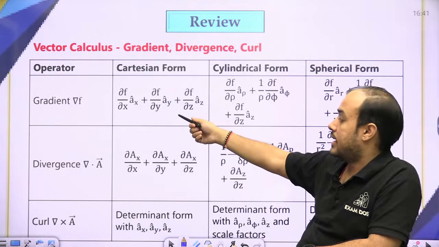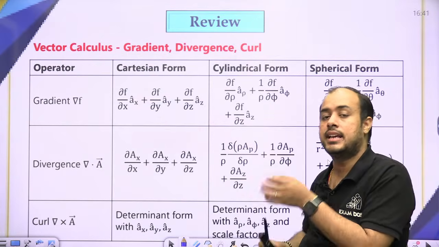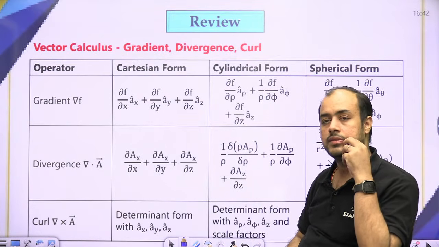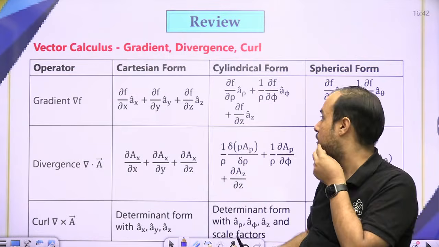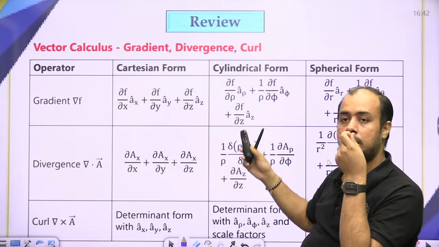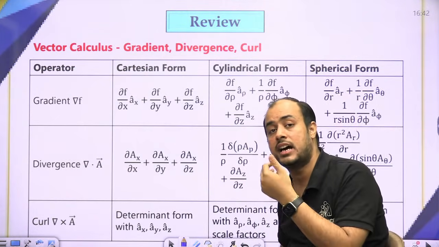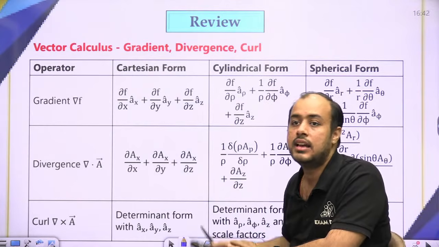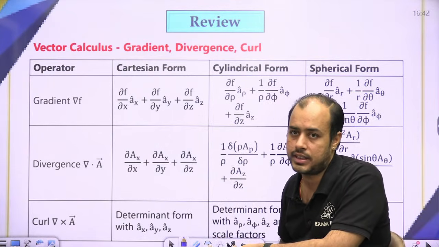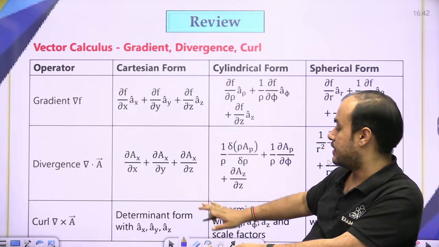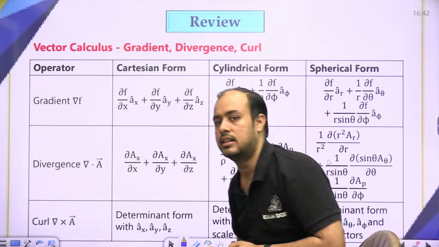Now, the gradient is del by del x, del by del y, del by del z. For cylindrical, del by del rho, del by del phi, del by del z. For spherical, del by del r, 1 by r del by del theta, 1 by r sin theta del by del phi. Then this is divergence, and then we take the curl.